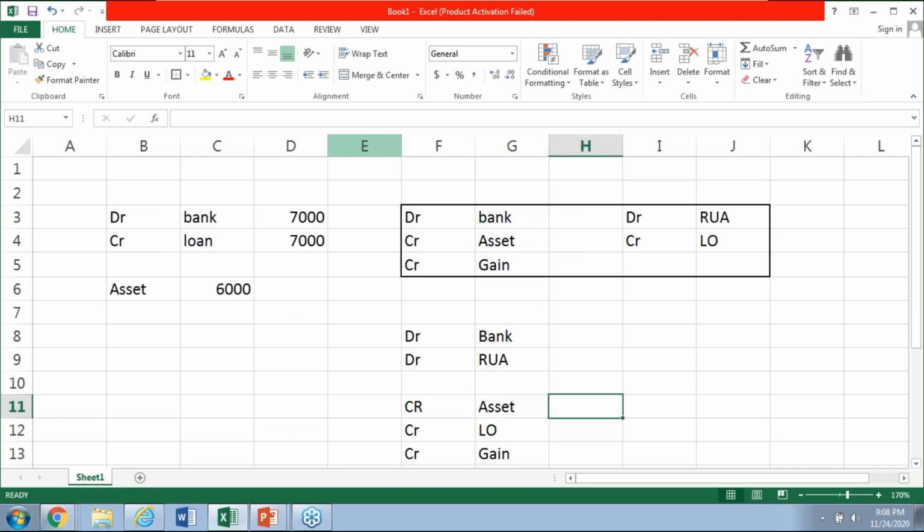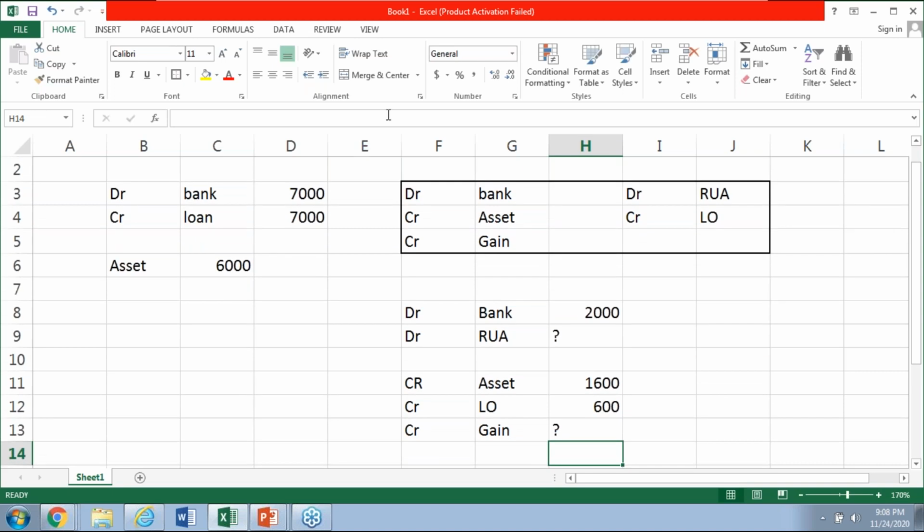So first we have to see, we have sold the asset having a carrying amount of 1,600. So this asset should be credited. And we have sold it for a value of 2,000. So apparently when you see these two values, you will find a gain of 400,000 on this disposal. But the lease arrangement creates a lease obligation of 600. So you have to identify these two values. First one is the gain and the second one is the right to use the asset.